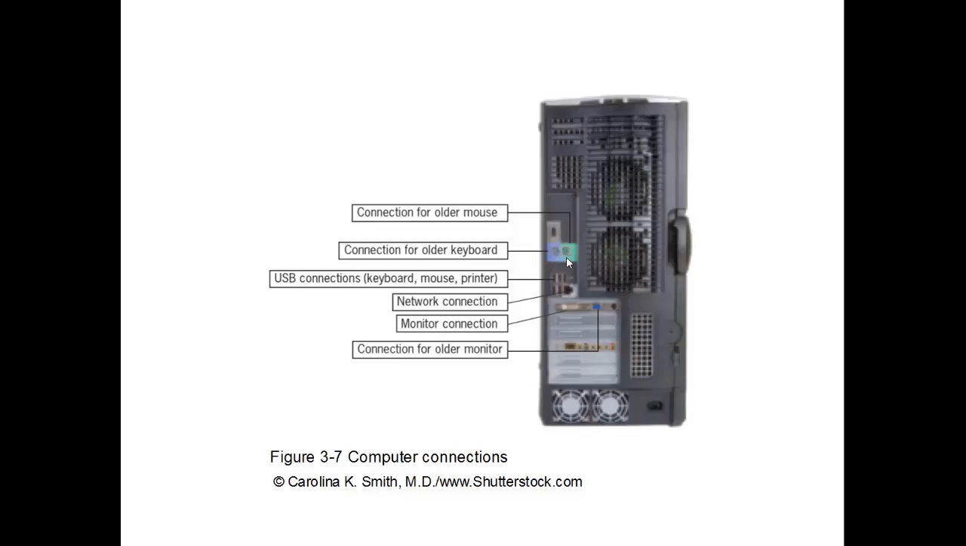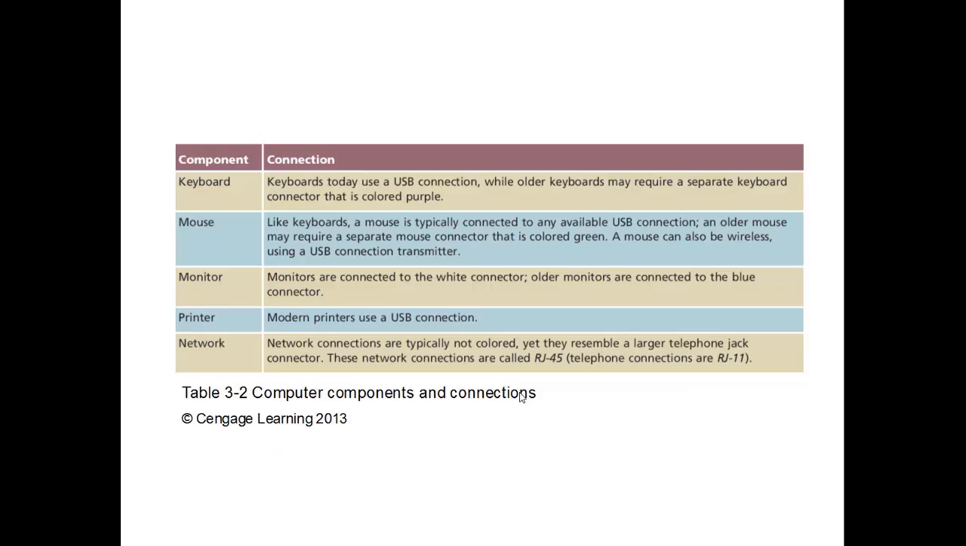The standard purple and greenish color here. And the USB ports here, network connection here, older monitor connection down here. So these are going to be pretty standard for all workstations. On this table we have a list of computer components and their connections.